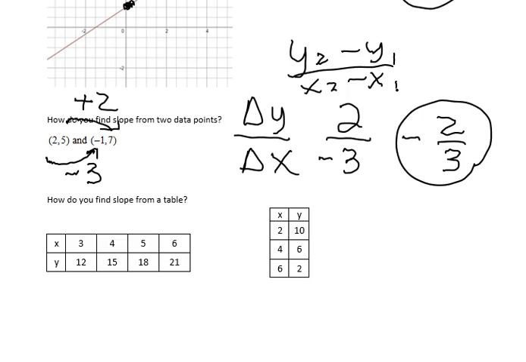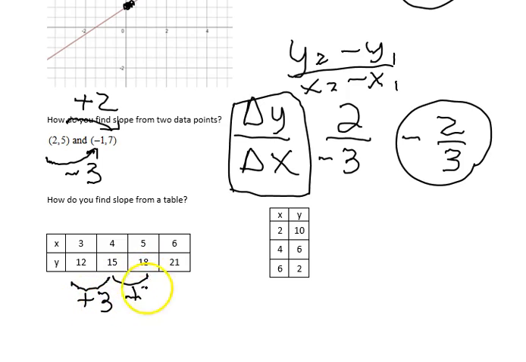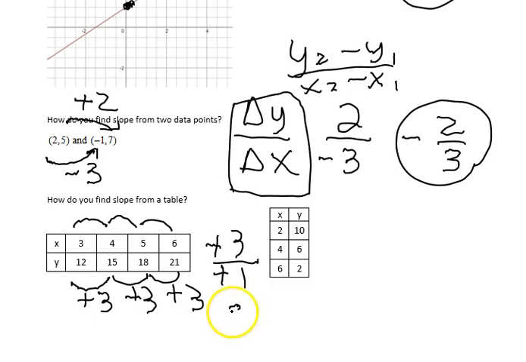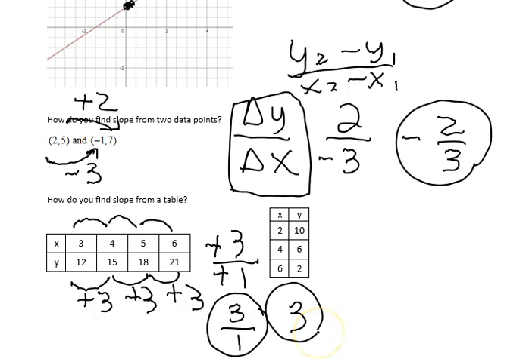We can also find slope from a table. We still want to use the idea of the change in y over the change in x. So when we look at this table, we first want to look at what is the change in y. Well, from 12 to 15, that's a positive 3 change. 15 to 18 is a positive 3, and 18 to 21 is also a positive 3. So our change in y is positive 3. And then we want to look at our change in x. It appears that each time it's going up by 1, so we have a positive 1. So our slope for that table is 3 over 1, or just 3.